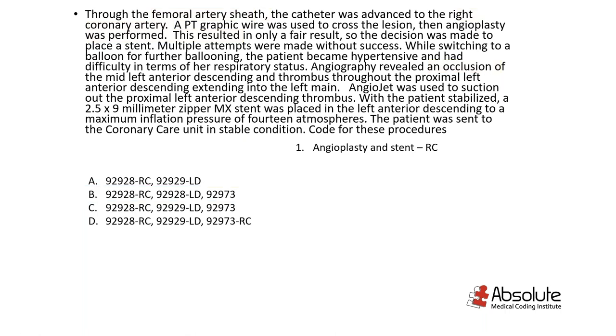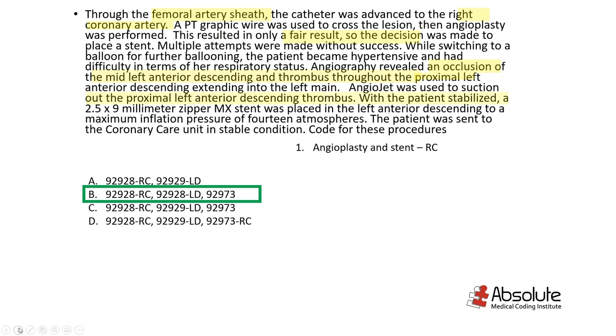All right, coders, your time is up. Most of you got this already in the chat, but just to be official, the answer here is B: 92928 with an RC modifier, 92928 with an LD modifier, and 92973. Our keywords: through femoral artery sheath, right coronary artery, angioplasty performed, decision to place a stent, angiography revealed occlusion of the mid-left anterior descending and thrombus through the proximal left anterior descending, extending into the left main.